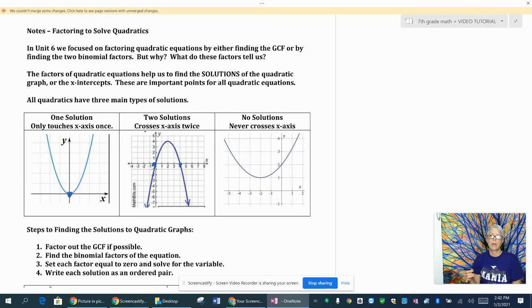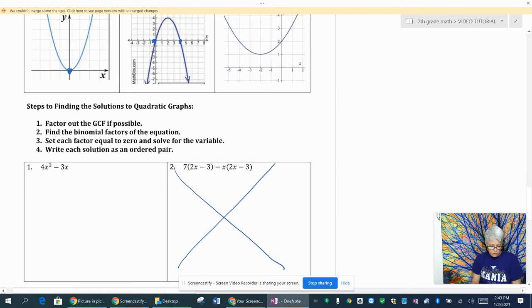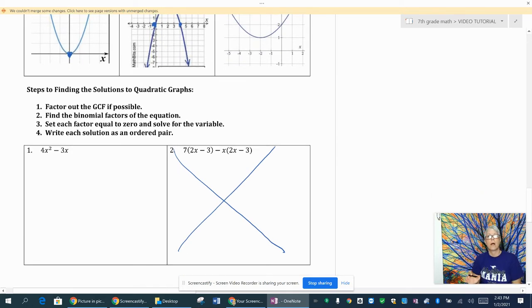So what we're going to do is we're going to be factoring quadratic equations, and then determining how many solutions there are and what those solutions are. So let's get started. So again, first, as you can see in these steps, if there's a GCF, you want to factor out a GCF. And when I look at 4x squared minus 3x, they both have x's. So I'm going to factor that x out first. And then I'm left with 4x minus 3.